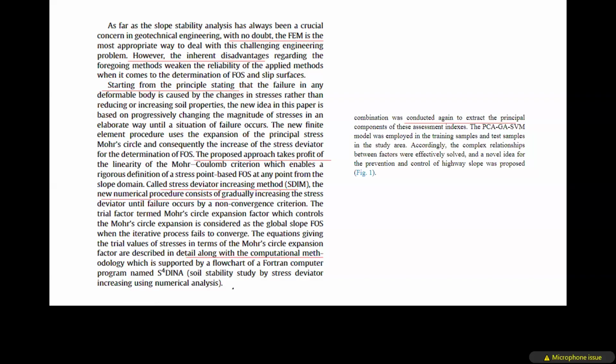So, starting from the principles. He's starting from the principle, trying to look at certain established principles of slope stability analysis, and he highlights FEM in the first paragraph, and then the inherent disadvantages. He's now trying to focus on these inherent disadvantages, and then he's trying to propose a new approach. That is why his new approach. Now he's going to describe here, starting from the principle stating that the failure of any deformable body is caused by the change in stresses.